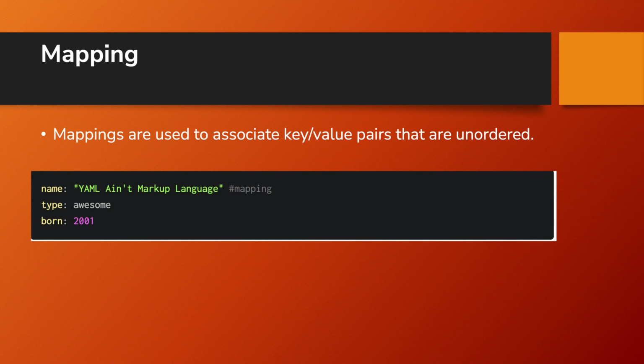Now YAML has one more option called mapping. Generally you map the associated key values which are unordered. Like in this example you see name colon whatever the name contains, type whatever the type contains, and born whatever the born date. Now these are unordered. Any order you can write it, and this is mapping, like one key is there and the key has some value, one key is there, it has some values. So this is mapping in YAML.